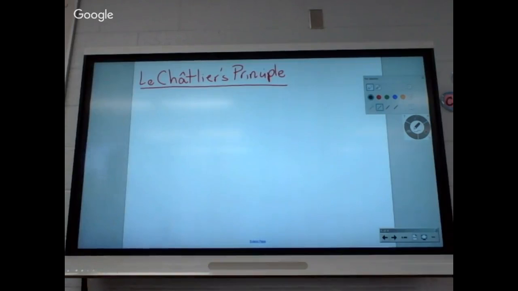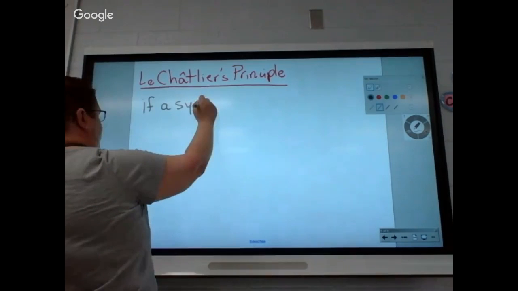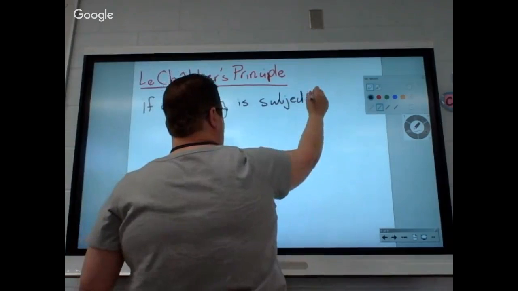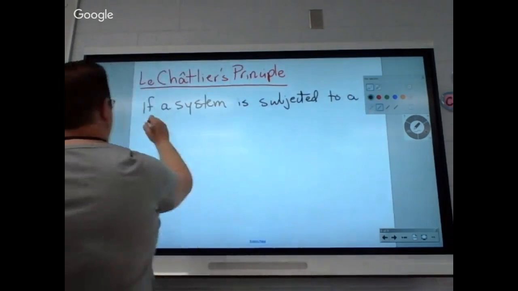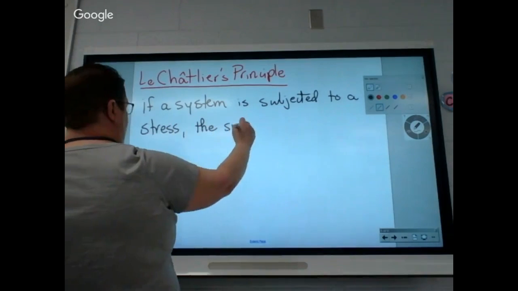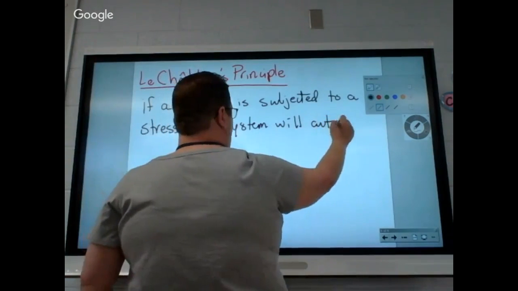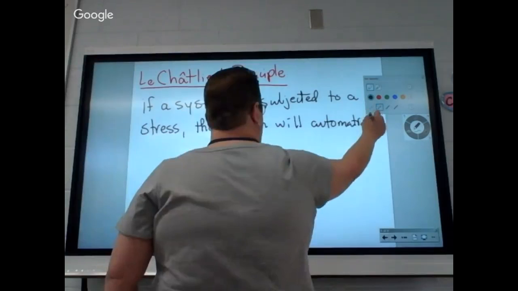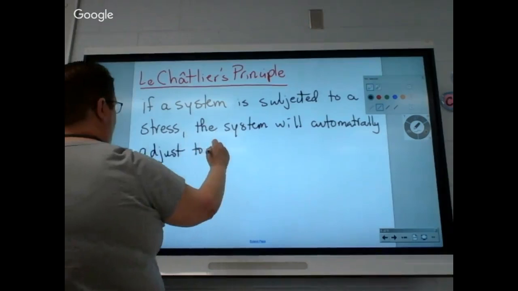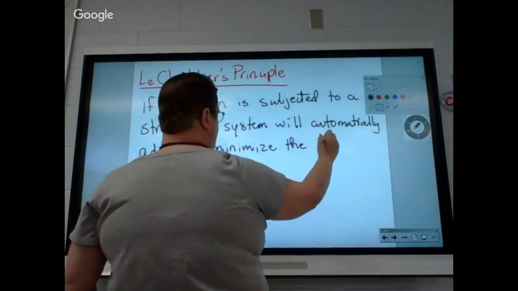All right? Le Chatelier's principle says, if a system is subjected to a stress, the system will automatically adjust to minimize the stress.